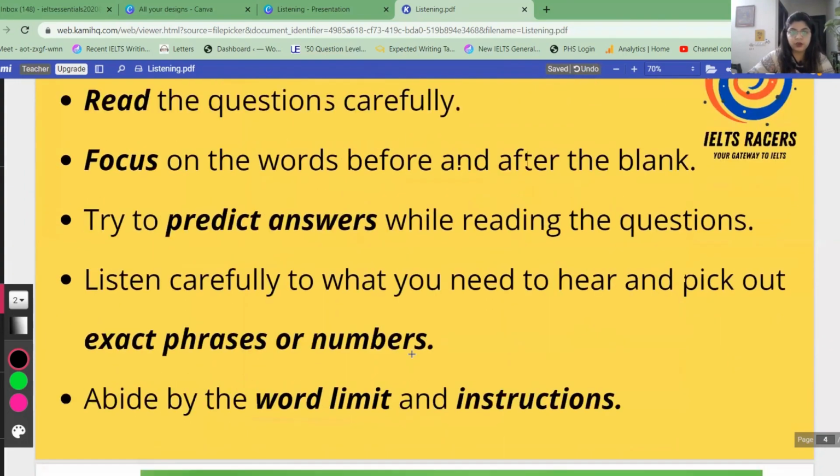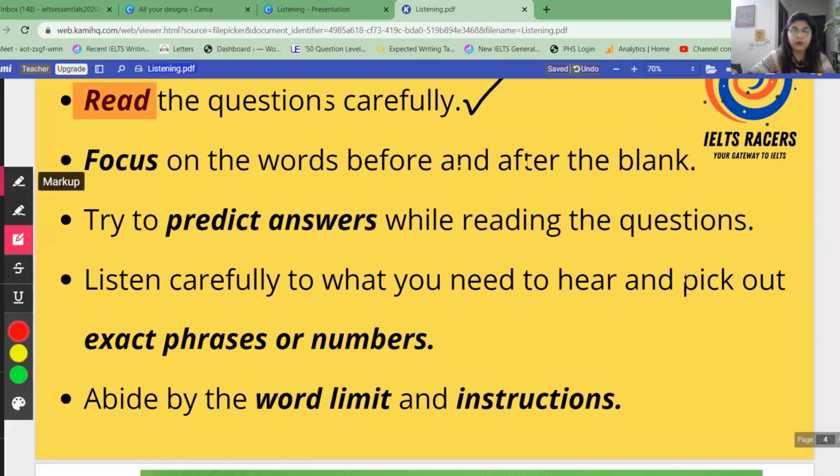See, there are certain instructions that you need to take care of before approaching any question in listening. First of all, read the questions carefully. Yes, mark my words. Whatever questions you are getting, no matter whether sentence completion or MCQ, make sure that you are reading each and every question carefully. It doesn't mean that you are reading just for the sake of reading. You need to understand the context of the question, that is, what you need to hear in the audio.